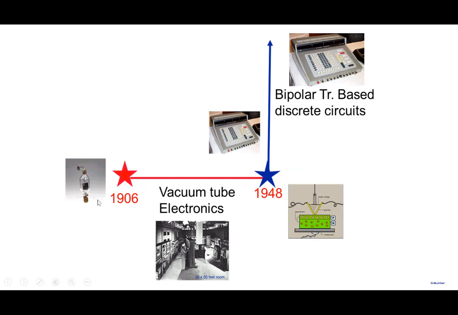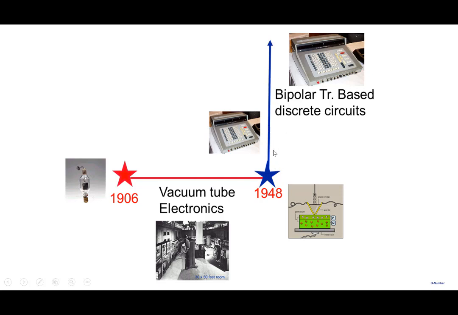So as a summary, electronics started with the invention of the triode in 1906. 1948 was when the transistor was invented. Vacuum tubes continued beyond 1948 also. It took some time for transistors to reach a maturity level and replace vacuum tubes. So almost 40 to 50 years of the vacuum tube era of electronics was there. And after the 1948 invention of the transistor, electronics gradually shifted to transistor-based electronics.